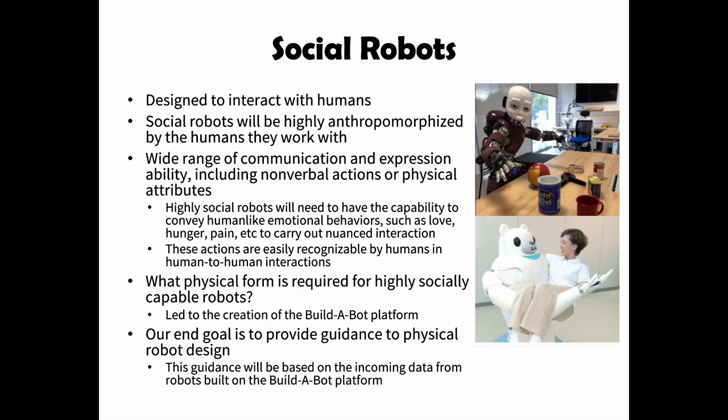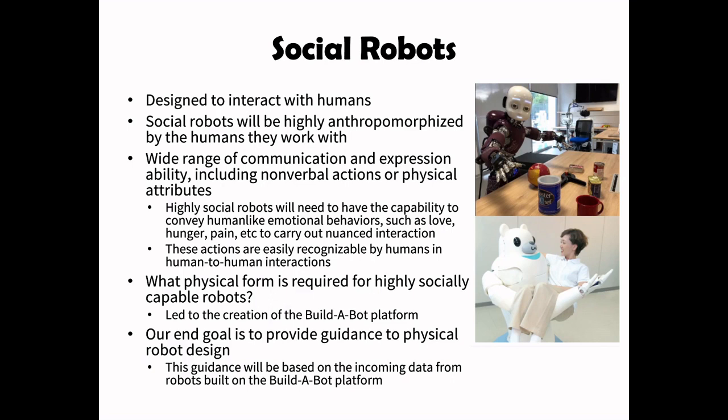On to social robots. Designed to interact with humans, social robots will be highly anthropomorphized by the humans they work with. They'll include a wide range of communication and expression ability, including nonverbal actions and physical attributes. These highly social robots will need to have the capability to convey these emotional behaviors and nuanced conversations. Why? Because these are part of everyday human to human interactions, right? And eventually one day we'll get to the point where robots have all of that to effectively communicate with people.